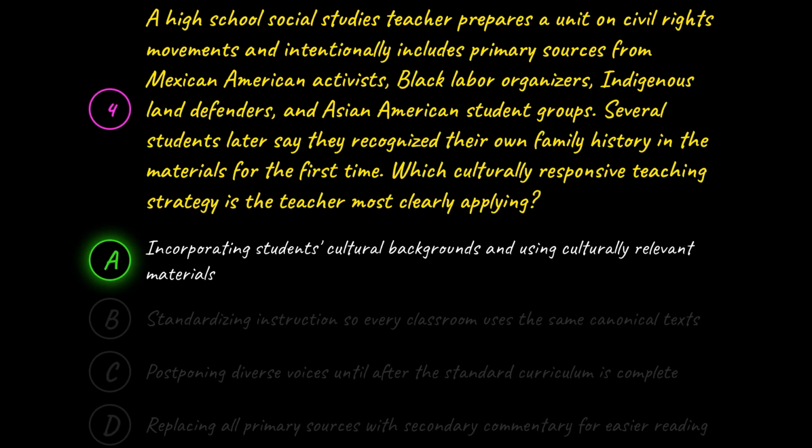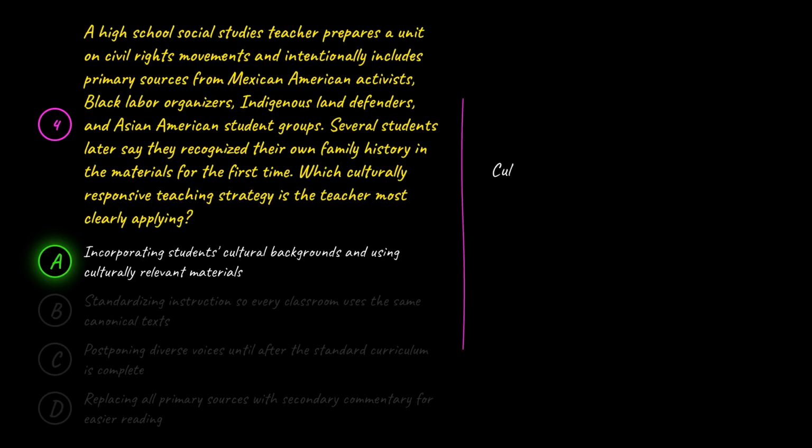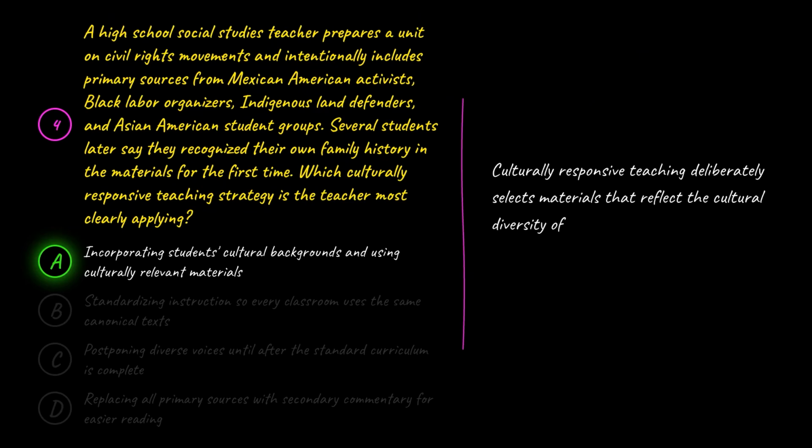The correct answer is A. Incorporating students' cultural backgrounds and using culturally relevant materials. A is correct because culturally responsive teaching deliberately selects materials that reflect the cultural diversity of the classroom and the broader society. Bringing in primary sources from communities represented in the class is exactly what the strategy looks like in practice.